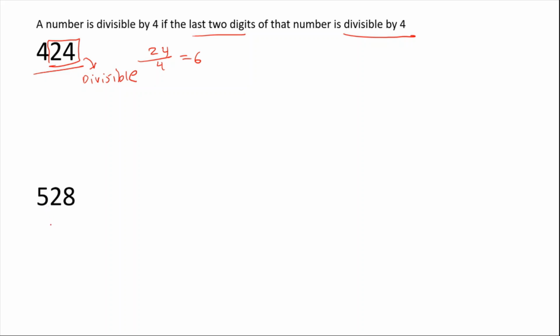Alright, the next example here has 28 for the last two digits. Now 28 divided by 4 gives us a total of 7. So it goes in evenly, and this number is also divisible.